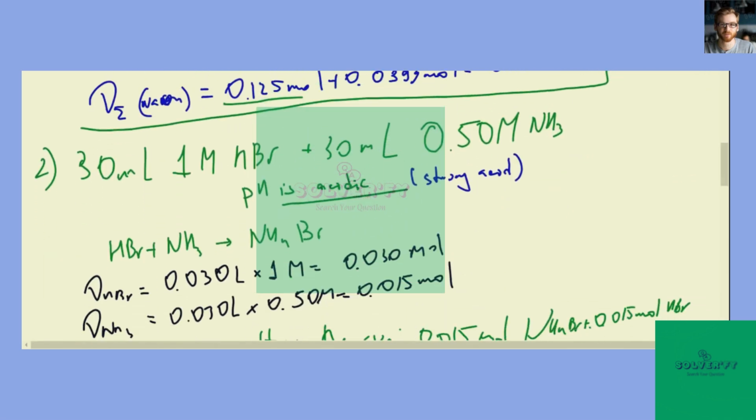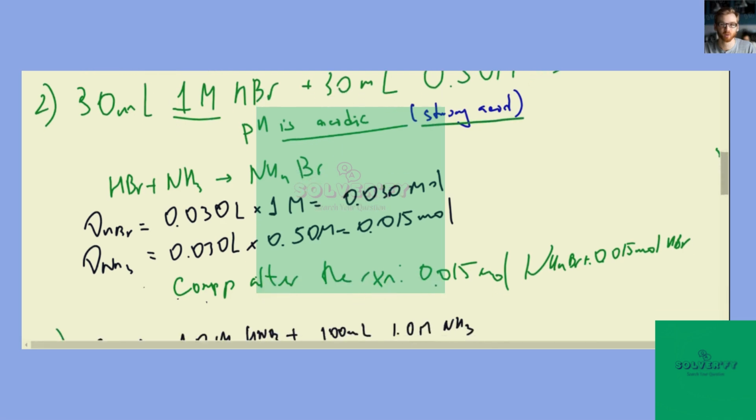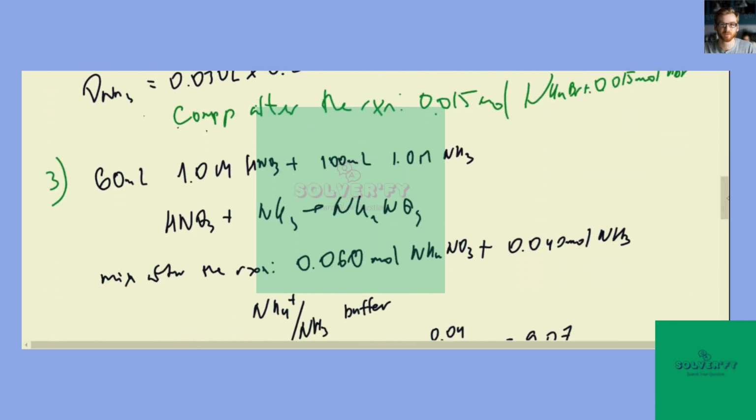Now let's move on. In question 2, we have to predict the pH of a solution which is formed upon mixing 30 milliliters of 1 molar HBr and 30 milliliters of half a molar ammonia. So these two chemicals react in 1-to-1 stoichiometry, and as we can see, HBr is in excess because its concentration is twice larger. So therefore, the final mix will have extra HBr, and therefore the pH will be strongly acidic.